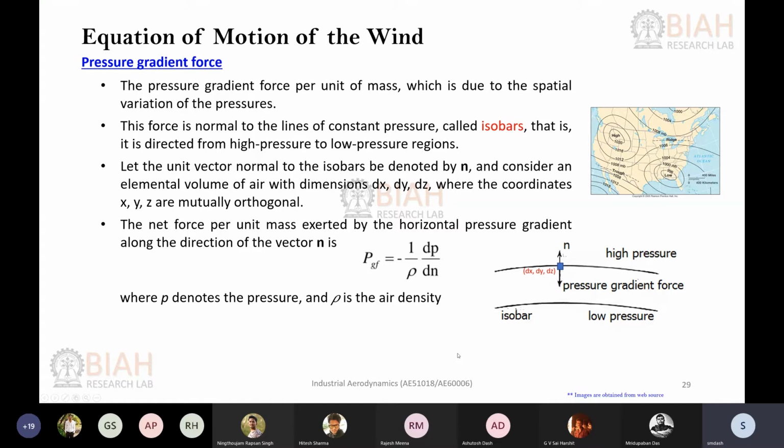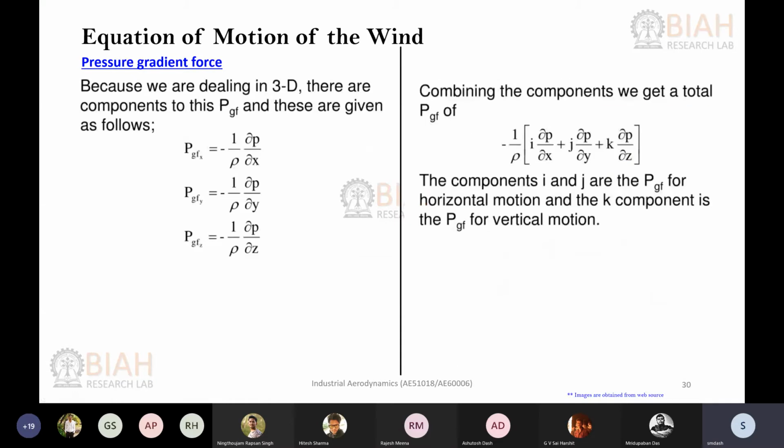Now, again, that pressure gradient force can be represented in a three-dimensional form. You can see that it will have x, y, and z directions, so these will be in component form. PGFx, the pressure gradient force along the x direction, is minus 1 by rho del P by del x, and similarly you can follow for the y and z directions. If you combine these three components into one equation, it will be this.